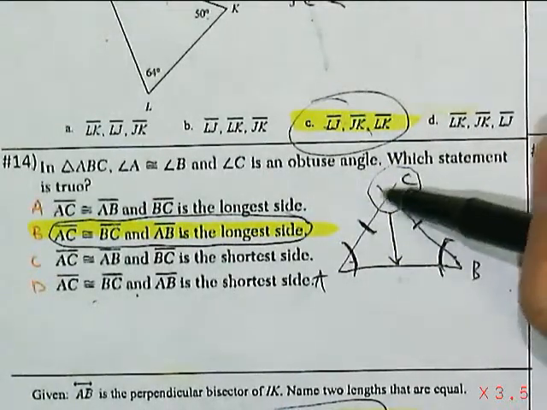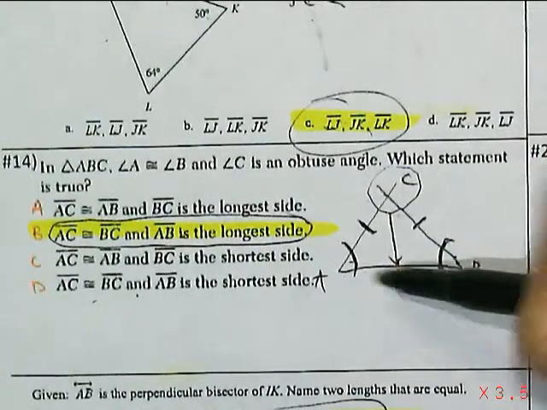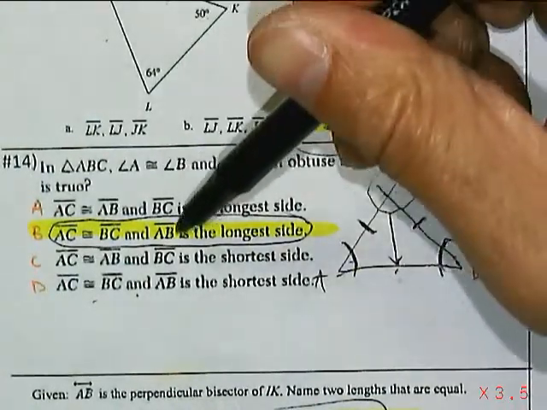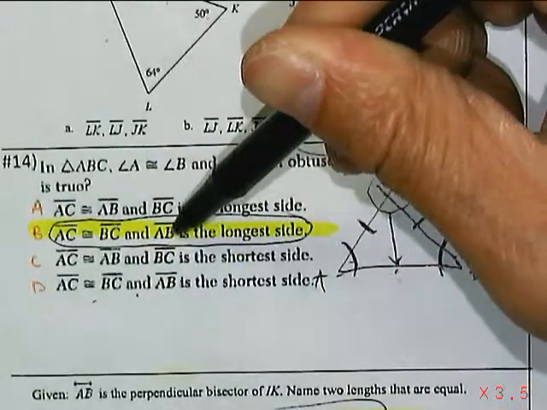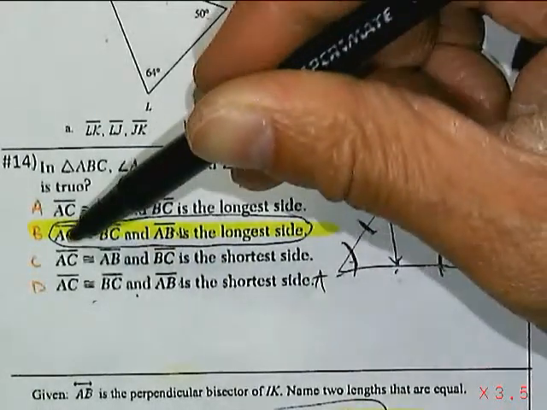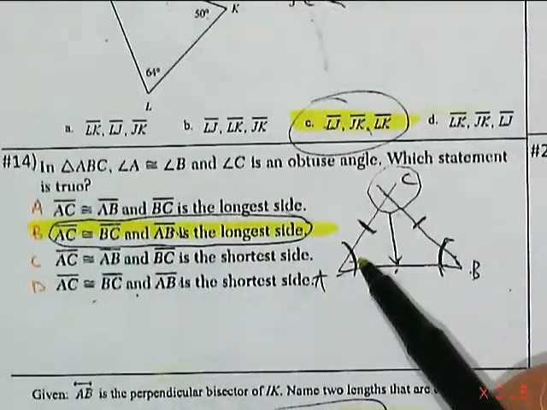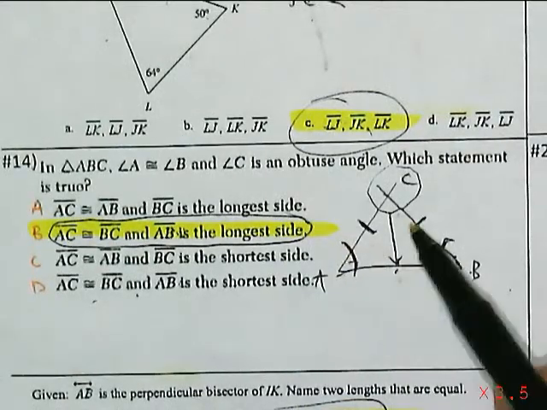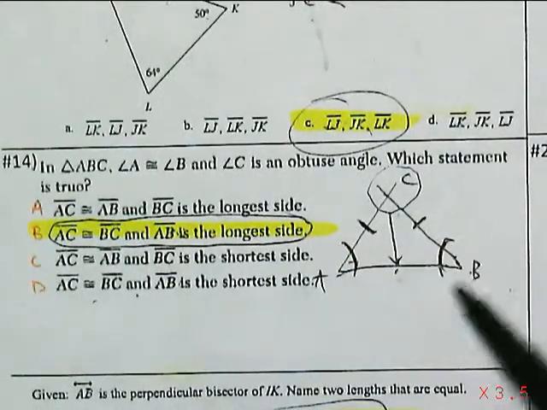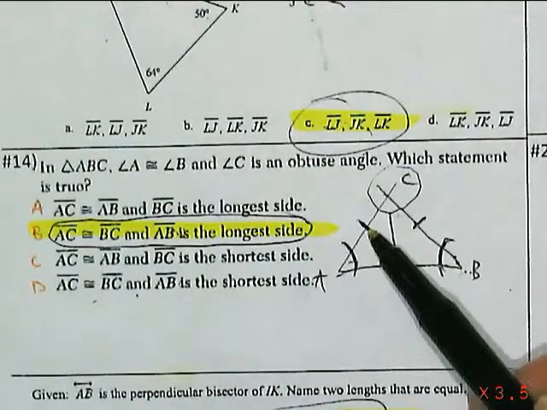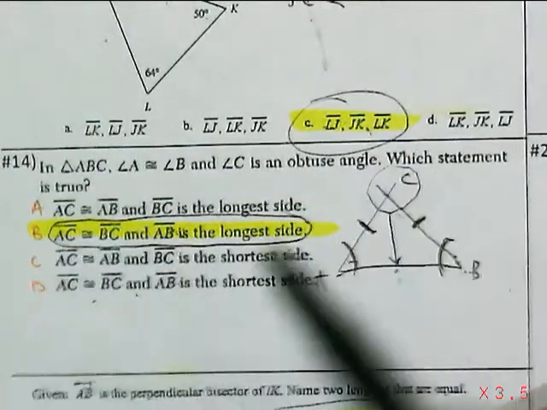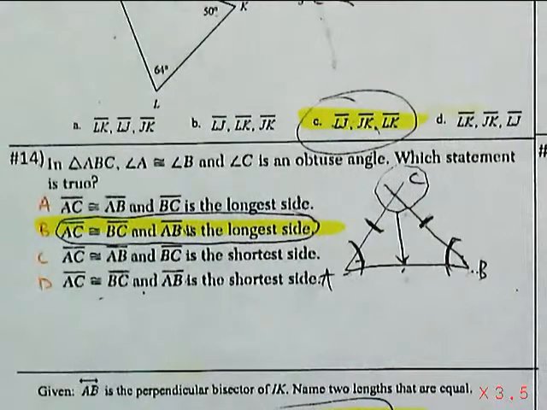So largest angle means the largest side. So I know that AB is the longest side. That'll be choices B and D. And if we marked up our picture, base angles theorem converse, across angle A is side BC, and across angle B is side AC. These are also congruent, so therefore my answer is choice B.